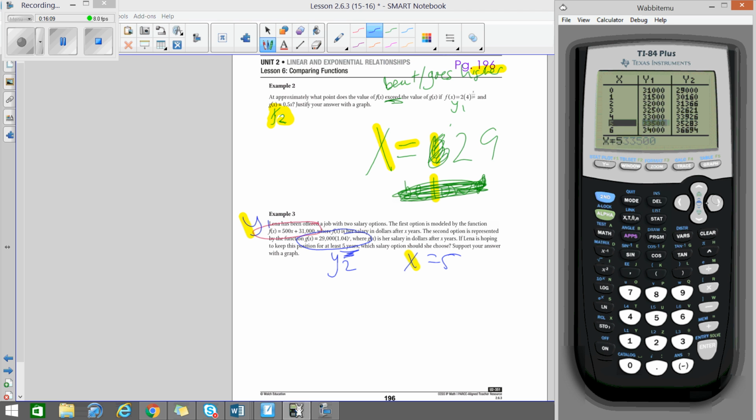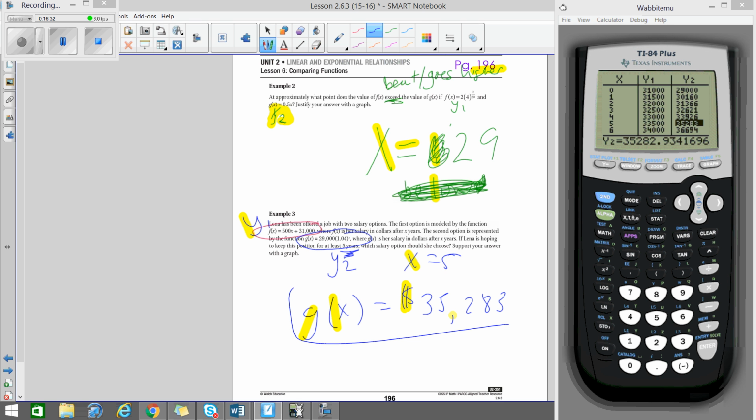And if you look, here's y1, this is your linear, 33,500, and here's y2, 35,280. So which one's more? It's g of x, which is your y2. G of x is the position you should have for 5 years, because your salary equals 35,283. So it says support your answer with a graph, but you know what? A graph is unnecessary. What you really need is to just know these values here.